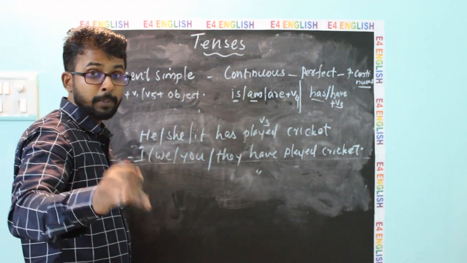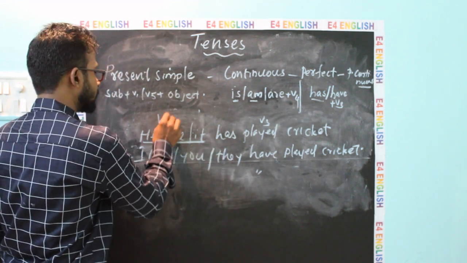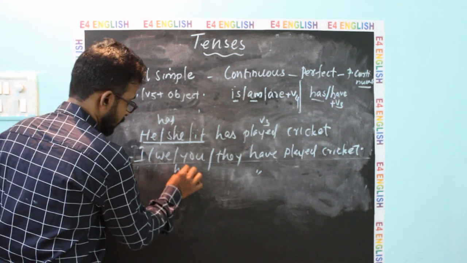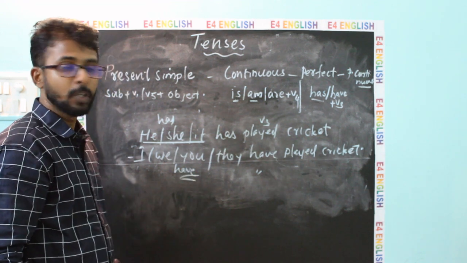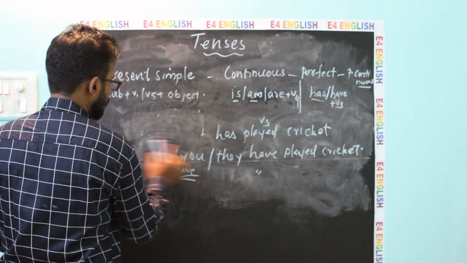So first person, second person, third person, you have to understand. With the third person singular it is has. With all other subjects, have. Okay? Got it? So I think it is clear. And let's go to the next topic.